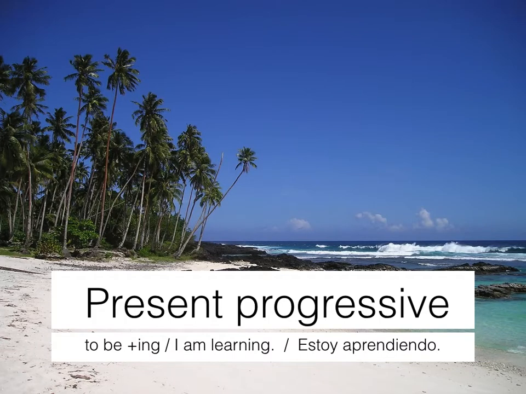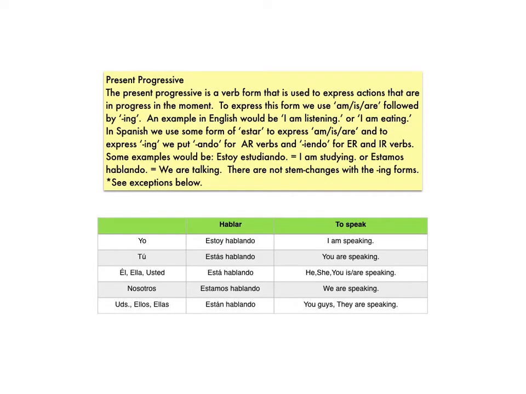In this section, we will cover the present progressive. The present progressive is a verb form that allows us to express what is happening in a moment. So, the present progressive is used to express actions that are in progress in the moment. To express this form, we use am, is, or are, followed by a verb with the ing ending at the end of it. An example in English would be, I am listening, or I am eating.